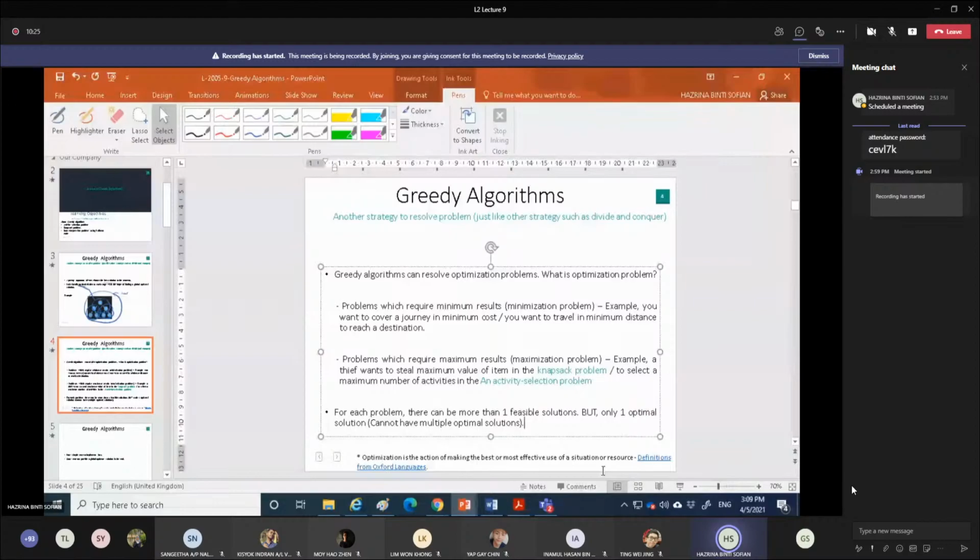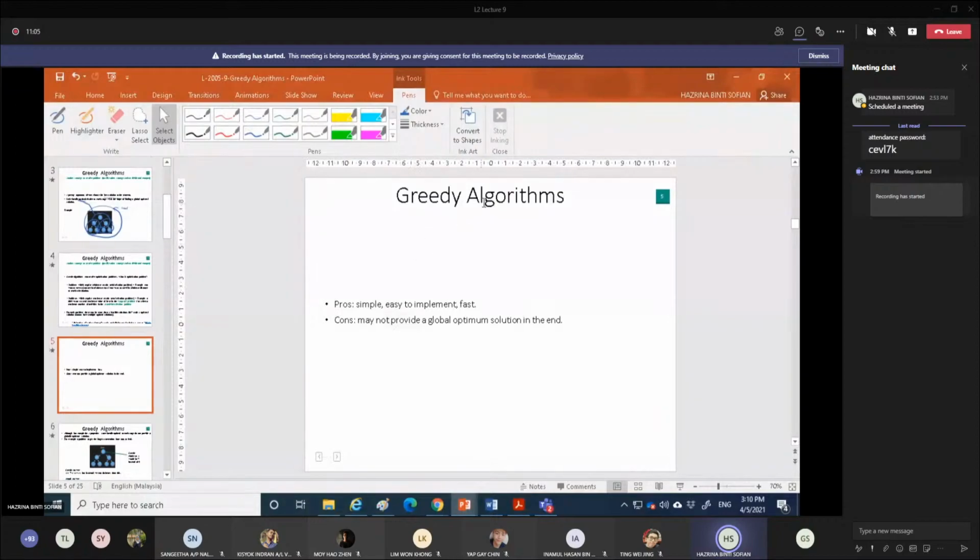According to the Oxford Languages, optimization is the action of making the best or the most effective use of a situation and resources. So with a greedy algorithm, we can resolve optimization problems. In this course, you will also learn another algorithm, which is dynamic programming, which is also able to resolve optimization problems.